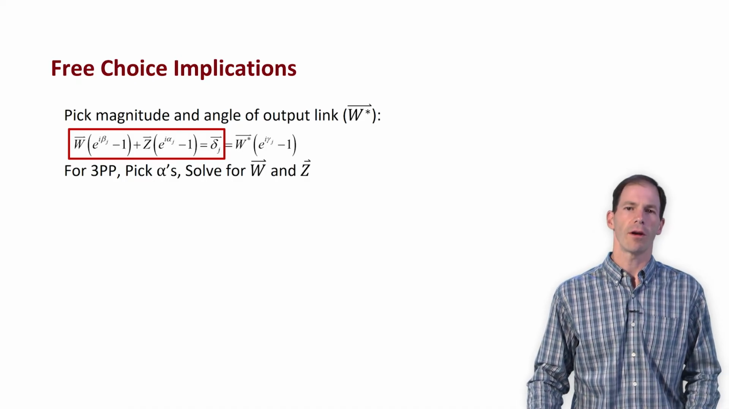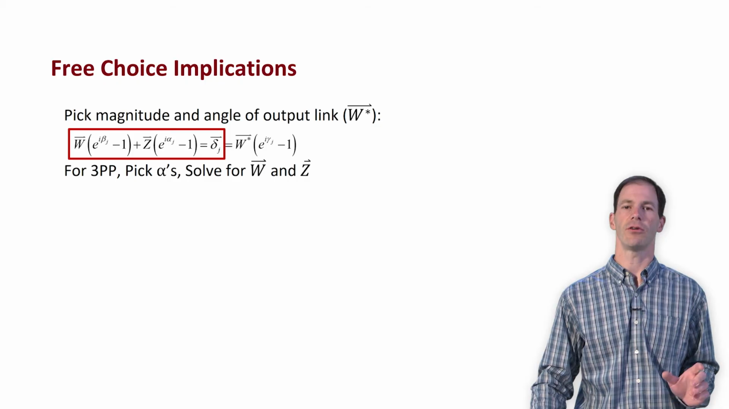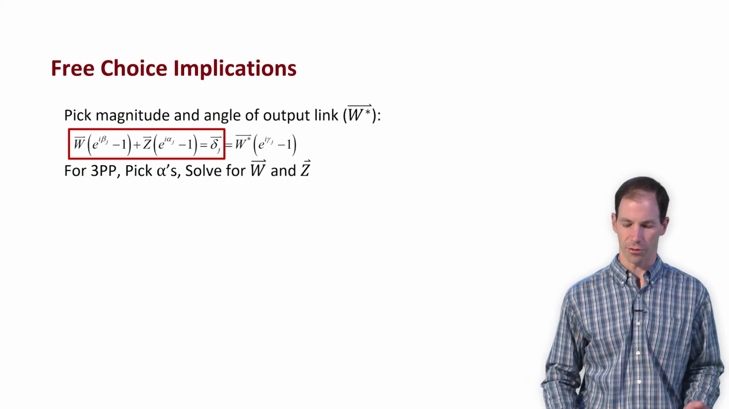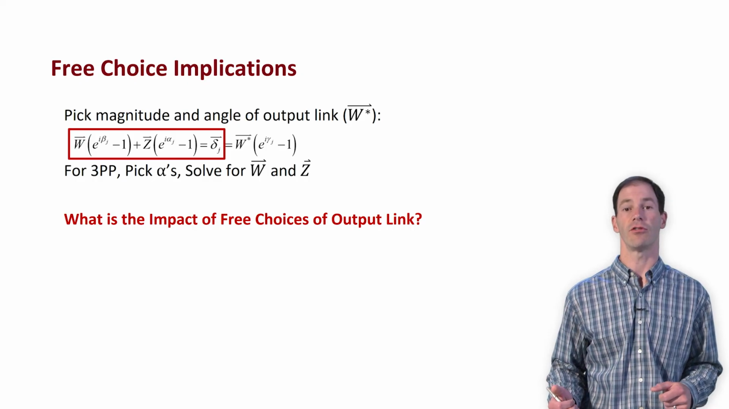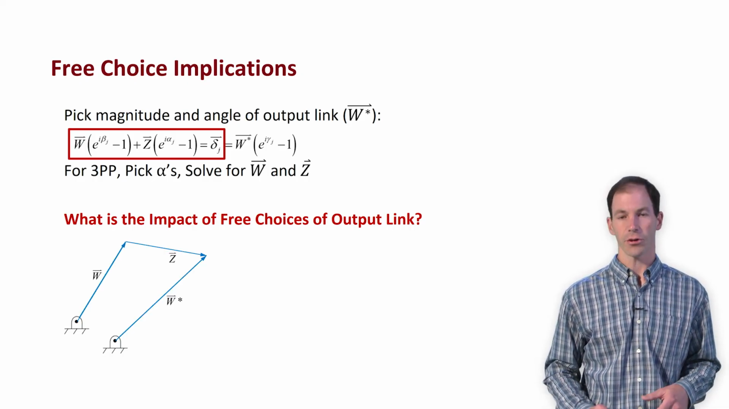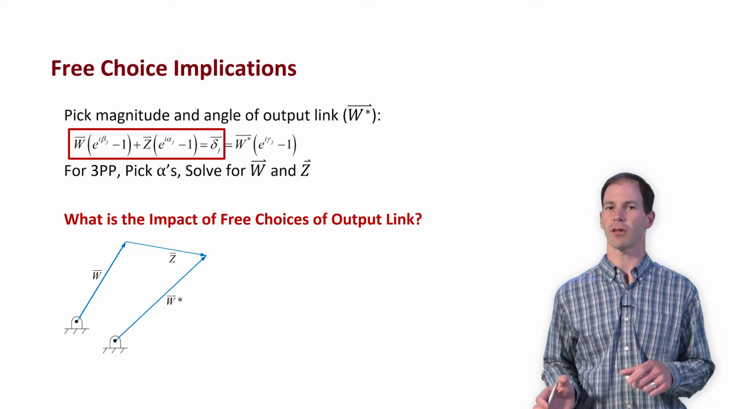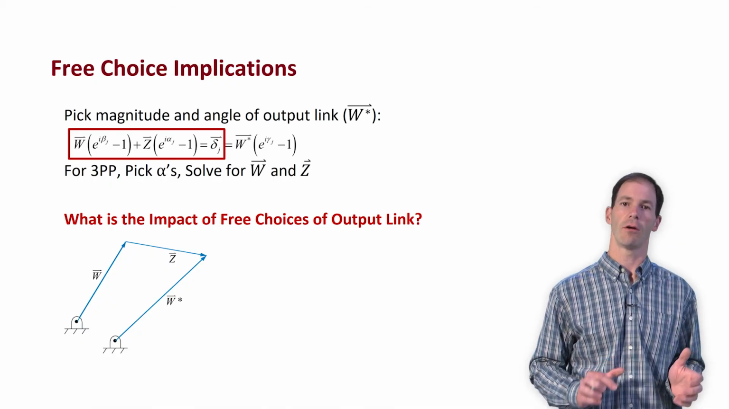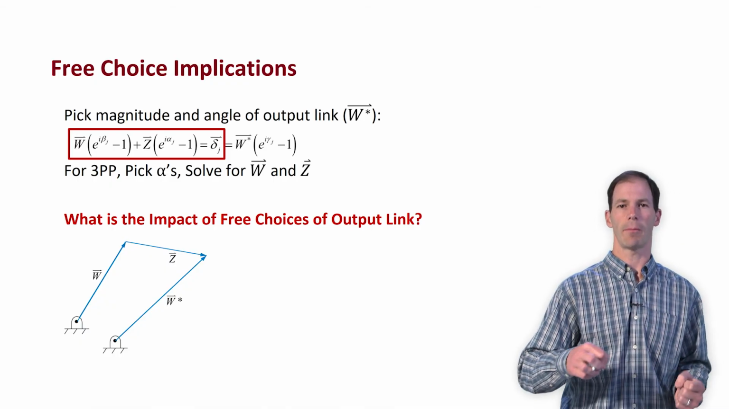Now, one of the questions becomes, what is the impact of picking the magnitude and the angle of the W star vector? If I went ahead and did that, what are the impacts of that free choice? Well, think about it this way. If I was to go ahead and synthesize a function generator, and again, remember, a function generator is only concerned about what the rotation of the input is relative to the rotation of the output. I really don't care what the orientation of my mechanism is.